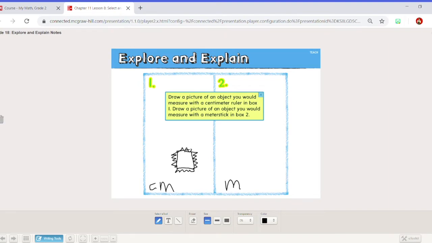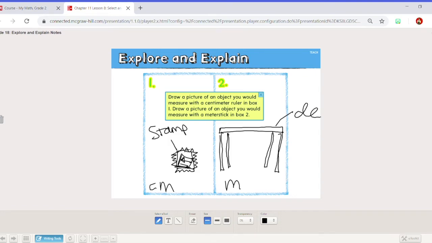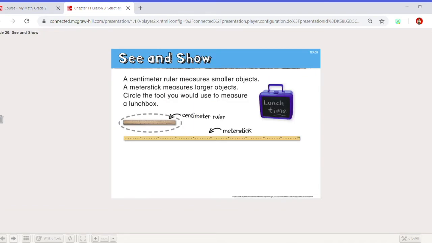So I'm trying my best to draw a detailed drawing. Sometimes there's a picture on it. And then, because not everyone might know what it is, I will label it stamp. I recommend you label your pictures as well. For the meter stick, I'm thinking, well, looking at my desk, I'm probably going to measure my desk. I would use a meter stick for that. And I'm going to draw it the best I can here. And I'm going to label that as well, just in case it's not clear in the picture. So a centimeter ruler measures smaller objects, and a meter stick measures larger objects.